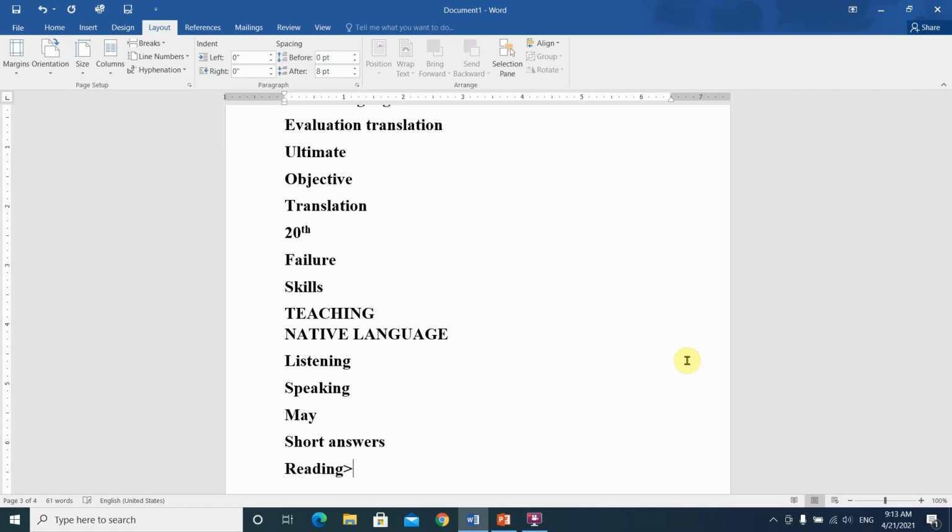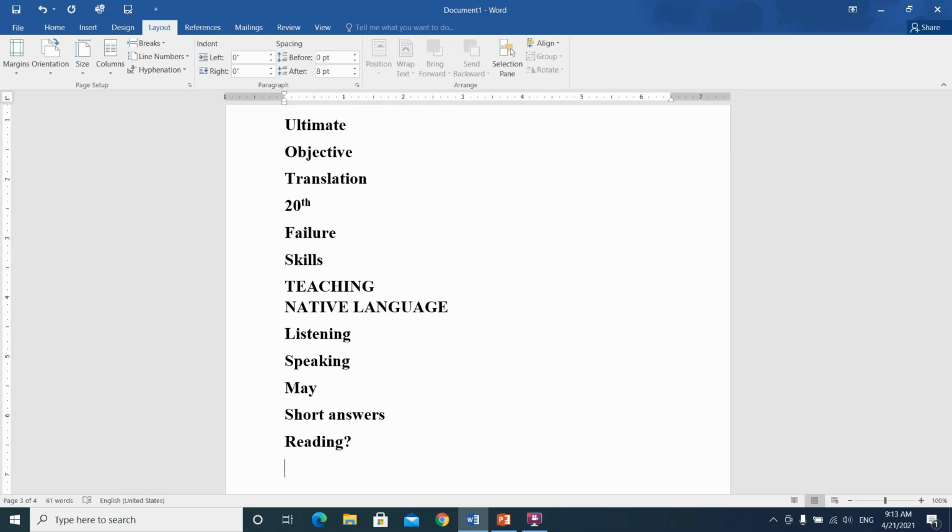What about reading? Is there reading? No, actually. في هاي البروسيجرز اللي شرحناها, the learners do not read. They do not have the opportunity to listen. Right? They do not have the opportunity to speak. And they do not have the opportunity to read.